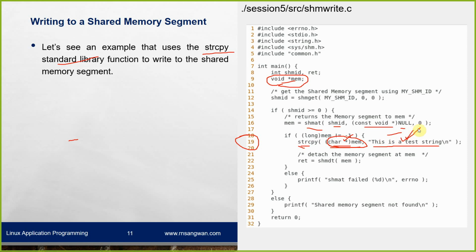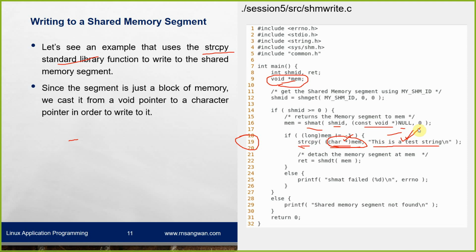That's a quite simple and easy to understand string copy function, where initially the memory was of type void, but when we are writing it, we are classifying it. We are saying that this is not void type, this is a character pointer. So we are specifying a type here with typecast. Since the segment is just a block of memory, we cast it. Typecasting is mandatory from a void pointer to a character pointer in order to write to it. That is the explanation I just gave for line number 19.